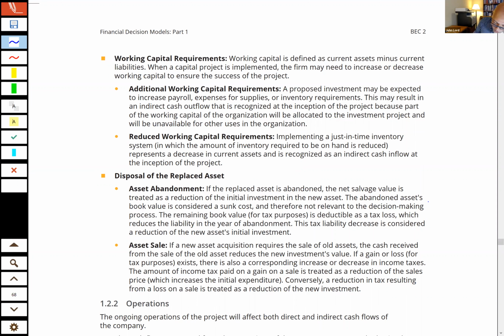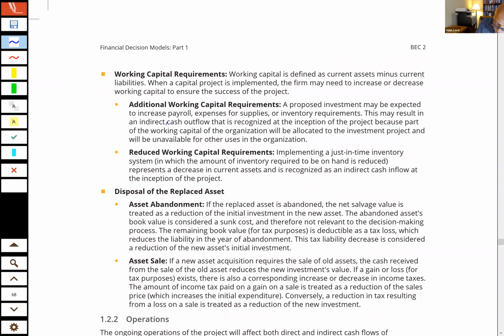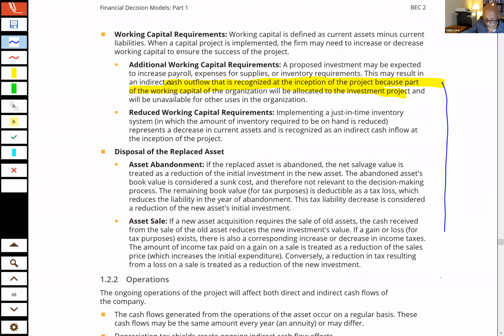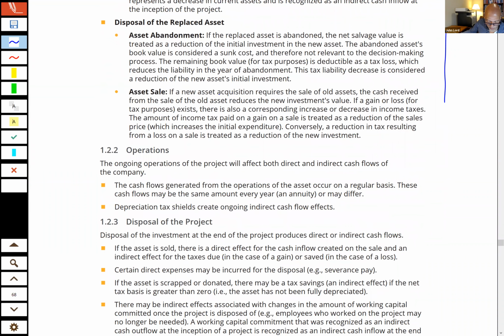And we have the situation where there's a cash outflow that is recognized at the inception of the project because part of the working capital of the organization will be allocated to the investment project. Again, that's that money that goes into the deposit, say, in the little example that I'm giving, $100,000 at the very beginning. And then, I just want you to draw an arrow down and make sure that you flashcard this whole notion that it's a cash outflow at the beginning. And then you need to consider it a cash inflow at the end.